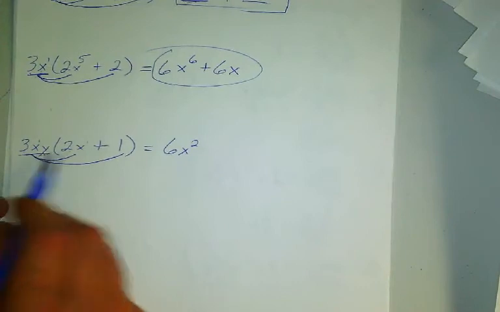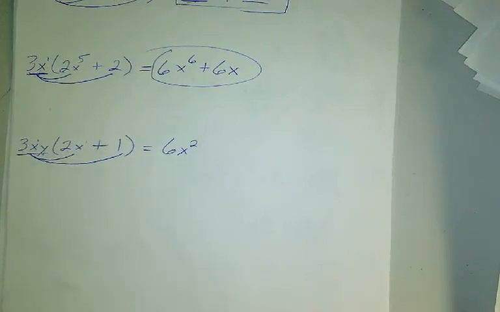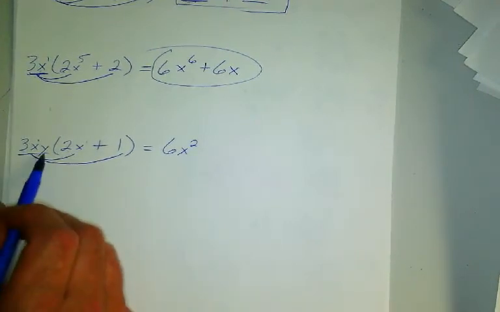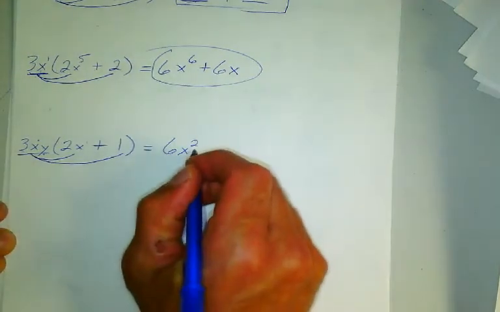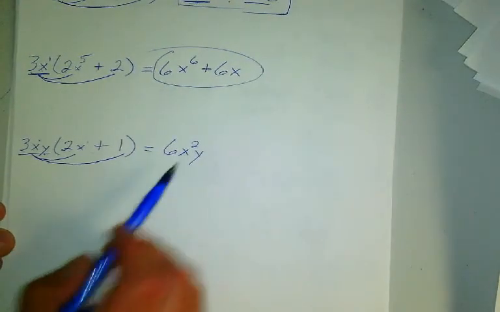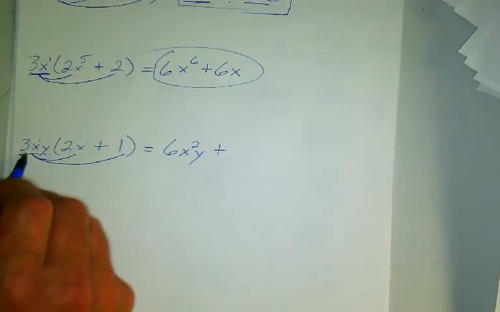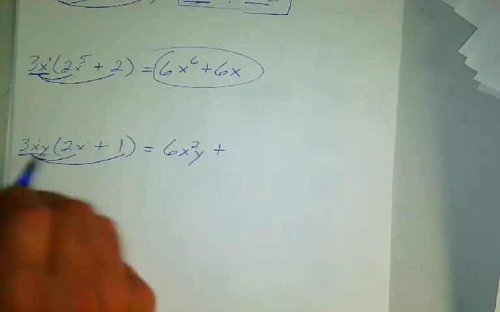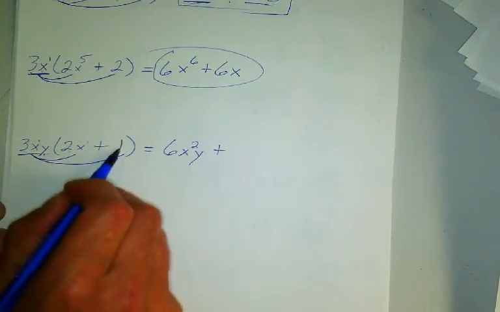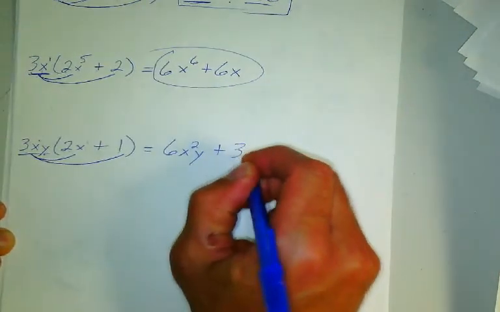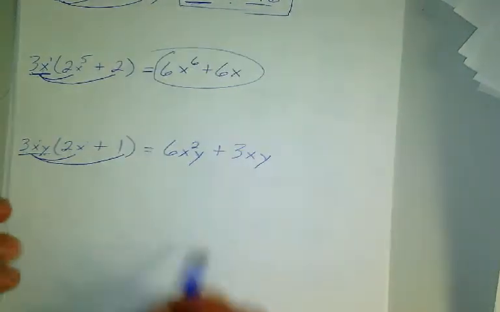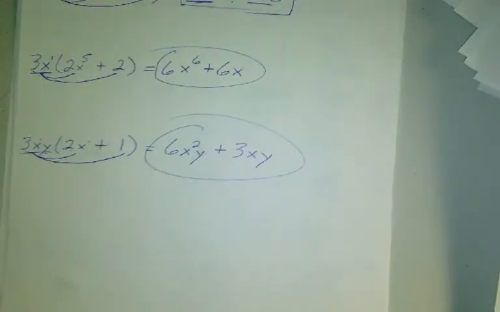And that y doesn't have anything really to be multiplied. I can think of it times 1. I'm just going to keep it tagging along for the ride and attach it there. So 6x squared y plus, now I need to do 3xy times 1. Well, 3xy times 1 is 3xy because anything times 1 is itself. So there's my simplified expression.